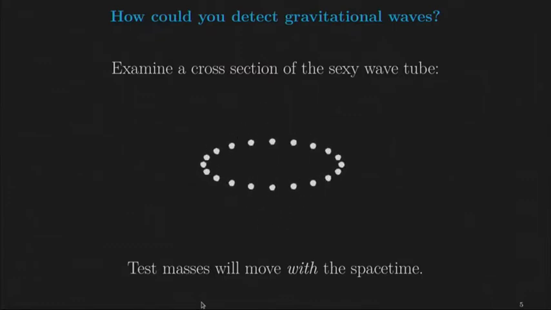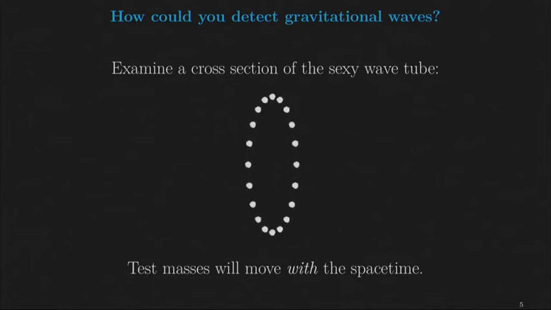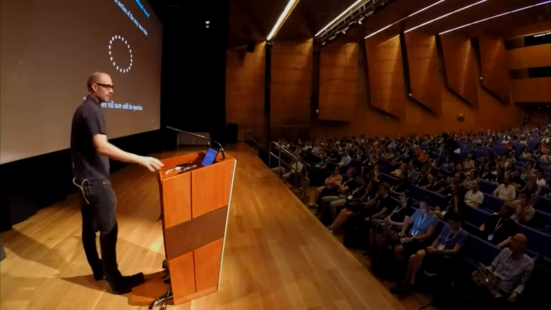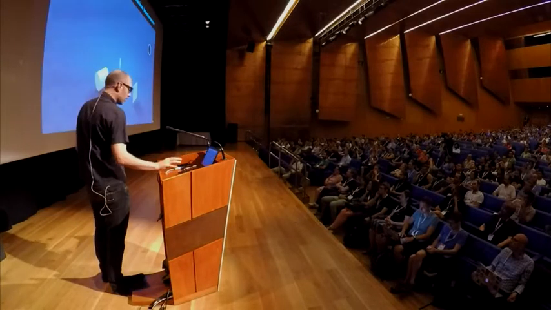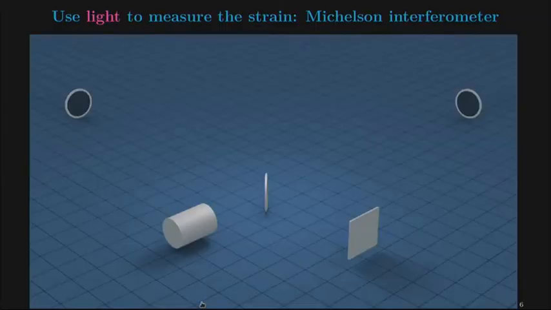So if you look at the cross-section of the tube, and you put some masses at the edges, you'll see that the masses, because the space is bending, are going to move with the space, all right? So how can we use this effect to look for the gravitational waves? What we do is we make this device called an interferometer. We can use light to measure these distances in space. So what we have here is a laser, a beam splitter, and then two mirrors.